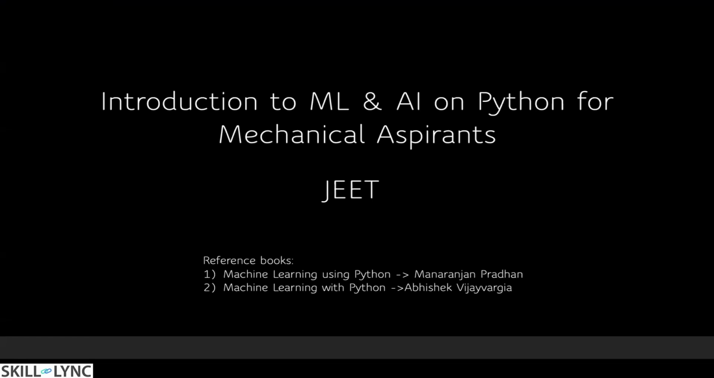So these are the two books. One is by Manoranjan Pradhan and the other one is by Abhishek Vijayvargia. If you want to have a look, you can always have a look at those two books.